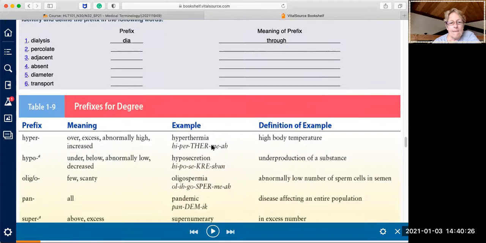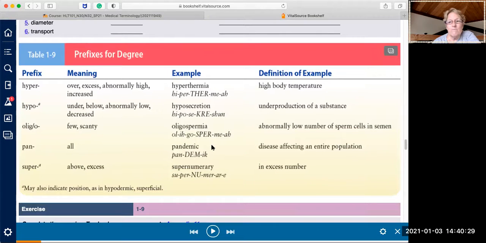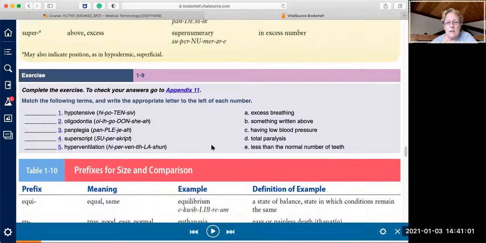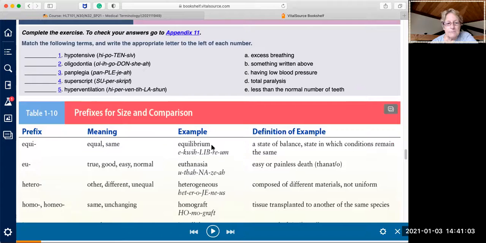So then we have degrees. You pretty much always know this: hyper, hypo, super. But what you may not know is oligo, which means abnormally low, or not very much of. Especially we see this here, the example they give in the textbook is oligospermia, a low count of sperm cells, but we also use it in obstetrics when it has to do with the amniotic fluids. So you'll see that later in almost the last chapter of the textbook.